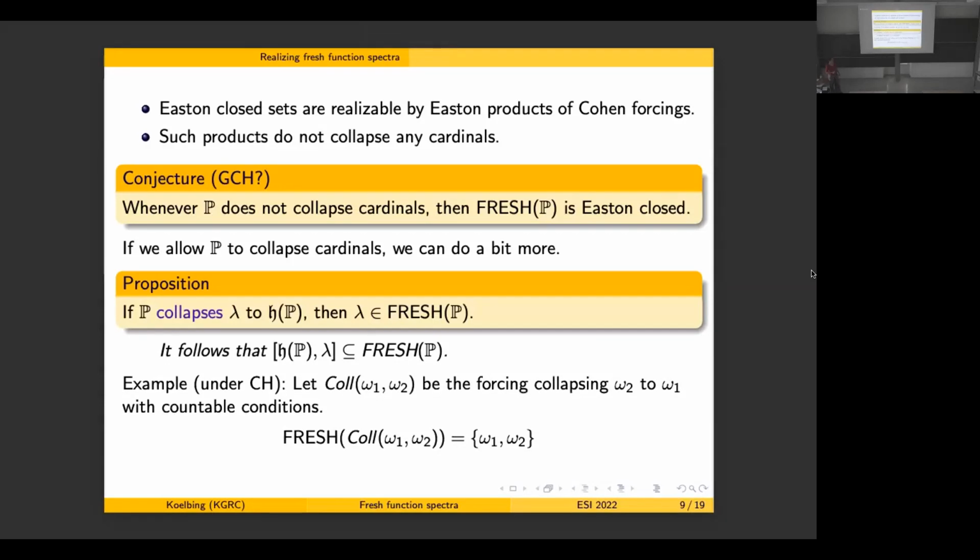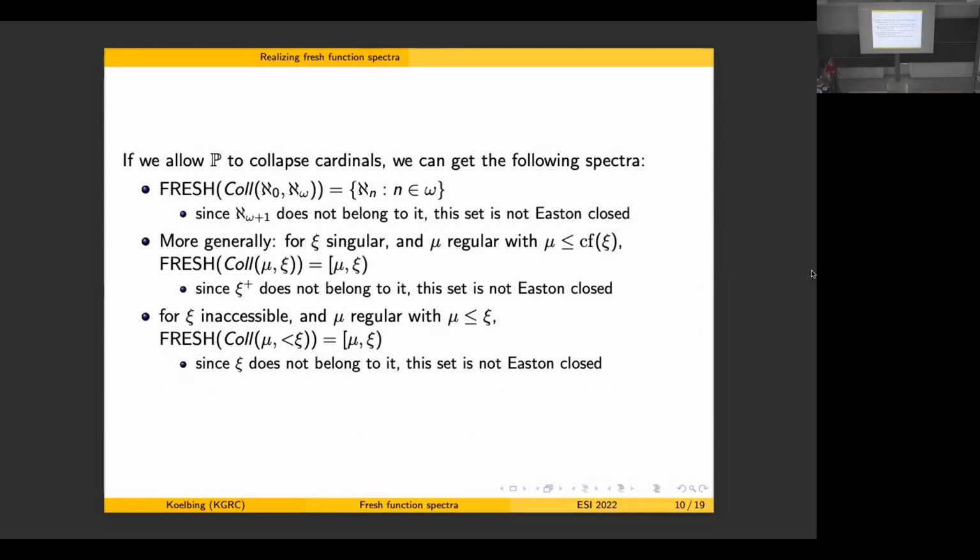So, for example, under CH, the collapse which collapses omega 2 to omega 1 has the fresh function spectrum {omega 1, omega 2}. We can get here this set of all the aleph n's by using the collapse which collapses aleph omega to aleph 0. And this set is not Easton closed because aleph omega plus 1 would be in the Easton closure. And we can also get, for singular Xi or for inaccessible Xi, these intervals from mu up to Xi by using either the collapse or the Levy collapse. And again, these sets are not Easton closed.